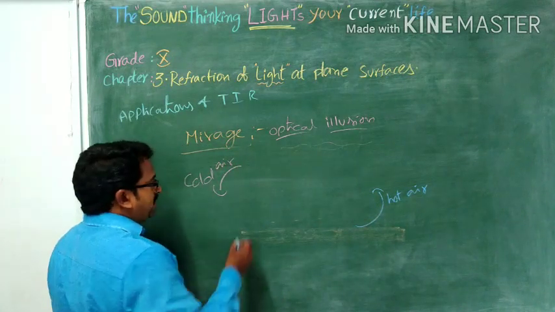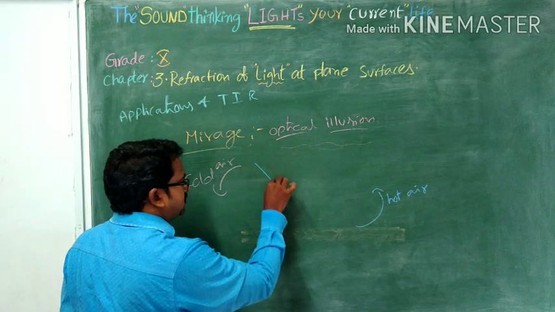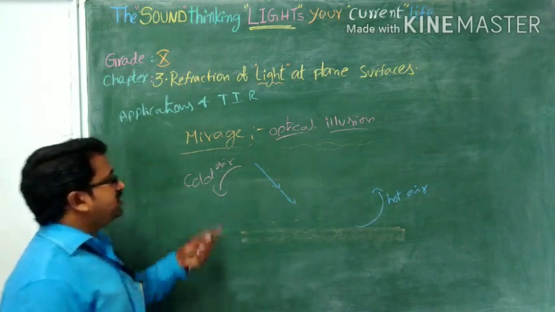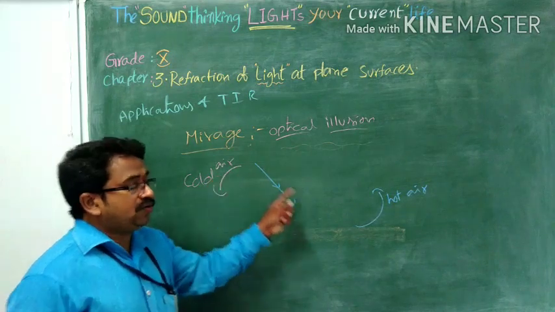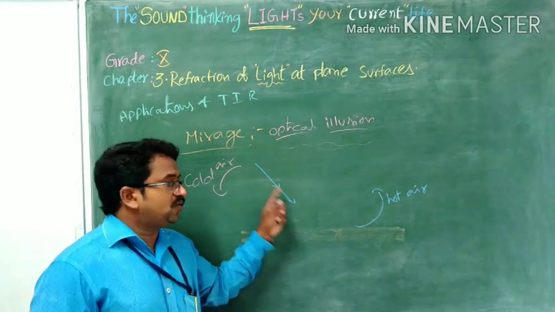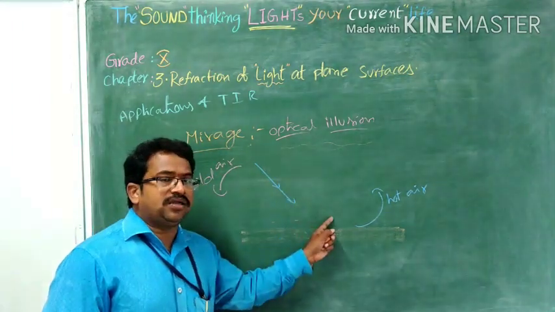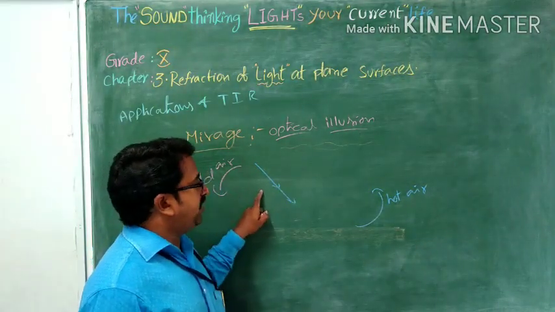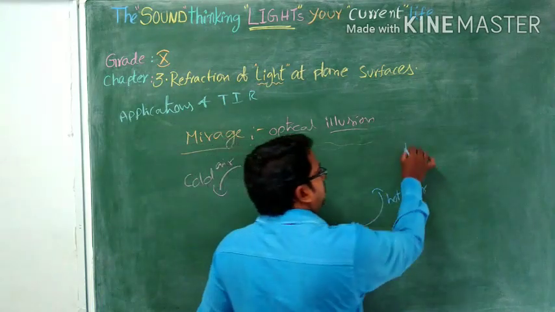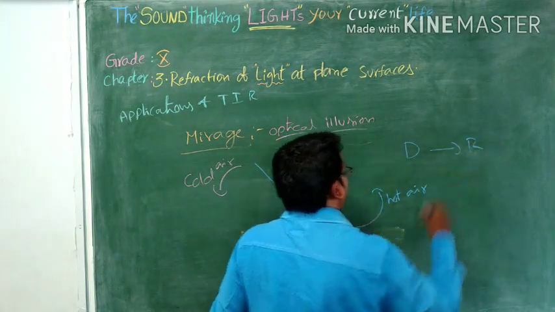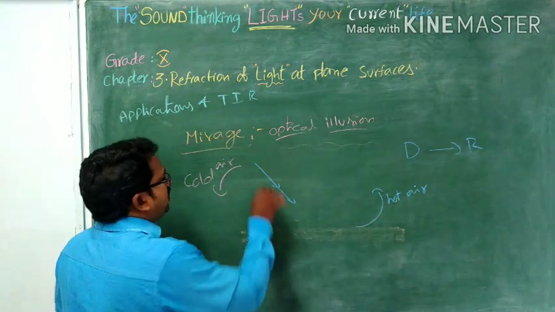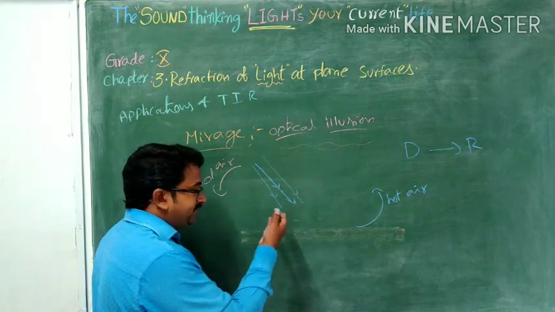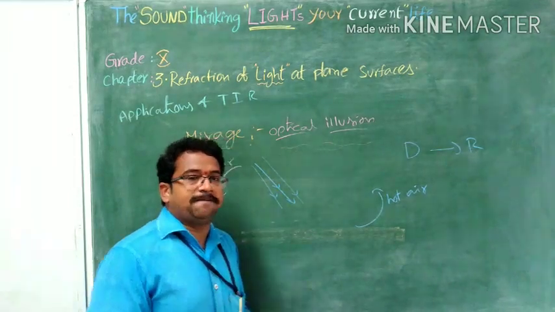Now what is happening? The light ray is coming towards this. From where is it coming? Cold air to hot air. Remember that? Cold air to hot air. Which is denser? Cold air is denser. Now the light is going from where to where? Denser to rarer. So many light rays are coming like this, so many incident rays are there.